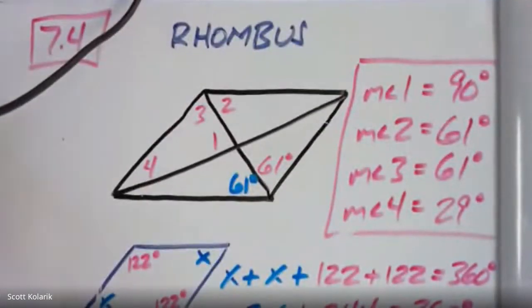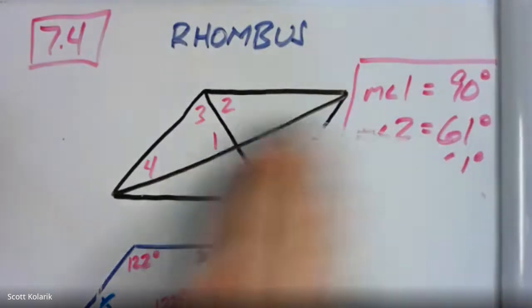Like I said before, angle 4 here was the high maintenance one to solve for, but the other 3 were pretty much automatic. So that's problem number 4. Again, you will see a rhombus specifically on your test tomorrow. Let's keep going.